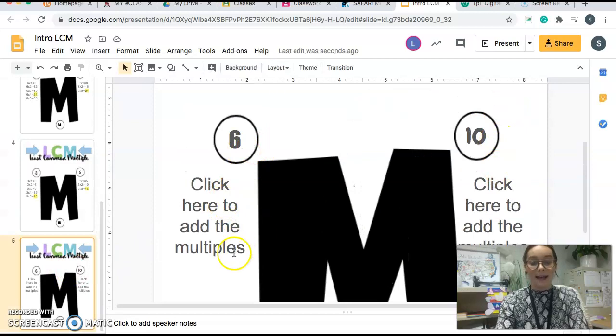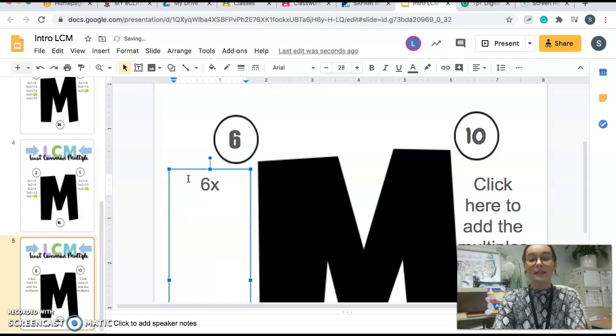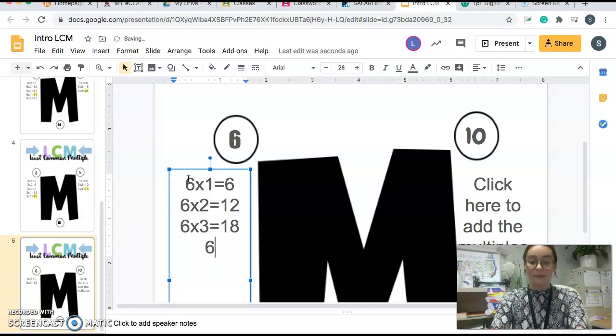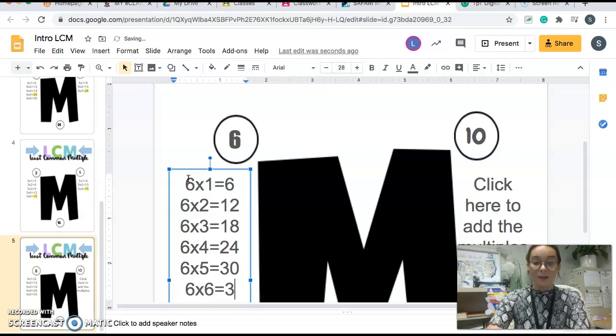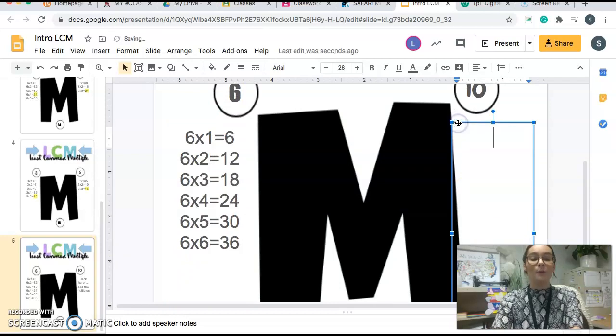Let's try this last one. A 6 and a 10. So the first number we do is 6 times 1, and it's 6. 6 times 2, 12. 6 times 3, 18. 6 times 4, 24. 6 times 5, 30. 6 times 6, 36. Let's stop here.